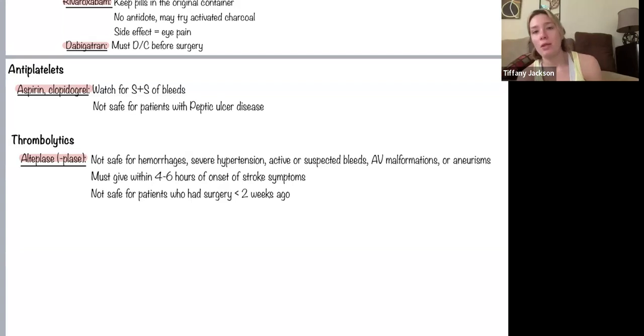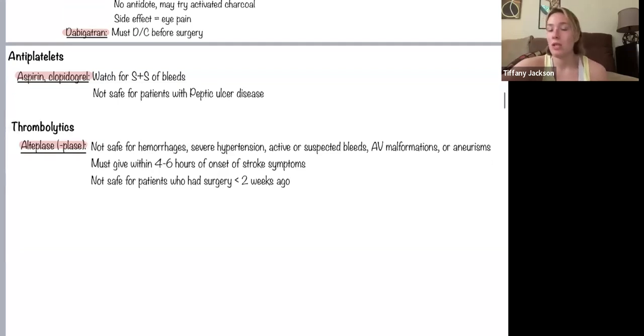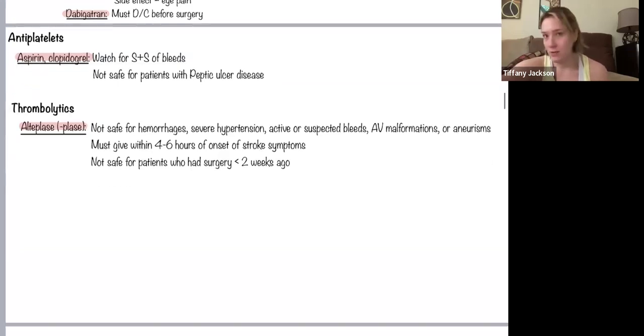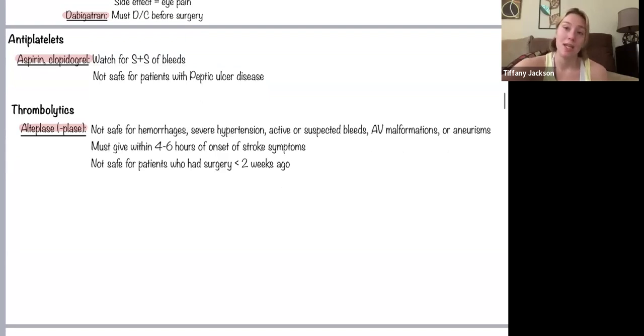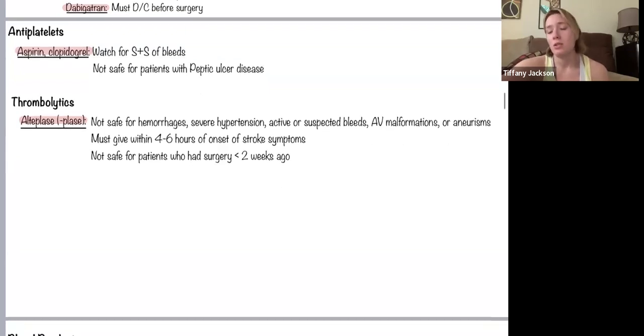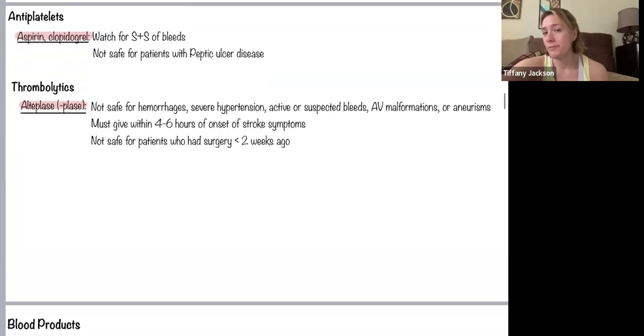Up next, we have thrombolytic alteplase. These are given for our patients that might be stroke positive or have an ischemic stroke to help break up the clot. Must be given within 4 to 6 hours. If the patient had surgery less than 2 weeks ago, it's not safe to give these medications. Or if the patient has any active bleed or wounds, as it's going to cause those clots to dissolve.